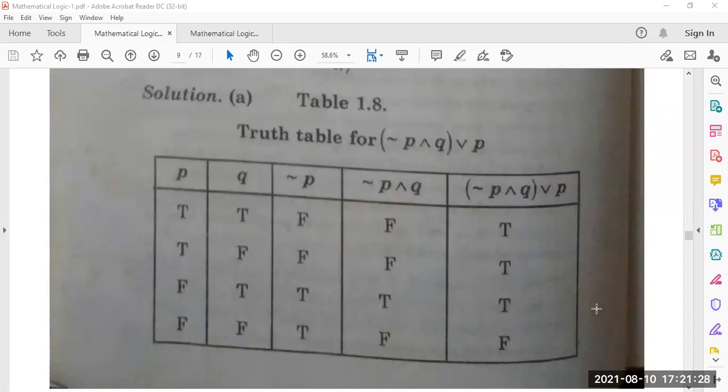Is it understood how the truth table is constructed here? You can take P and Q arbitrarily; it is free to choose. Here they are taking true, true, false, false. You can take false, true for this one also. It is free to choose P and Q. Then subsequent cases will come to you.